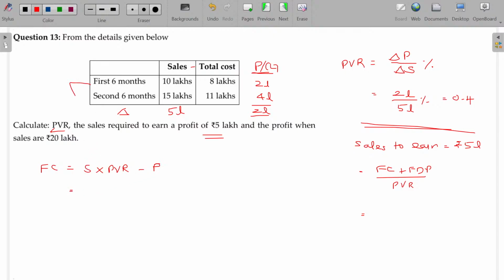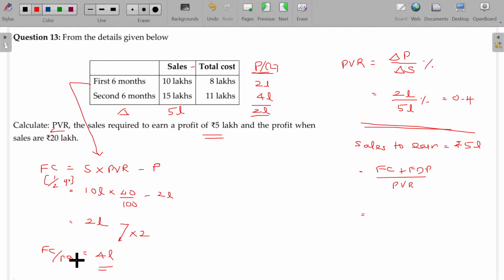I may take the first half, 6 months here. So 10 lakhs is the sales for the first half year, PVR being 40%. Profit for the first half year being 8 lakhs. Now profit 2 lakhs. What's the ultimate value? 2 lakhs is for half year. Then what about the fixed cost per annum? You have to multiply by the 2 half years, so 4 lakhs is the fixed cost.